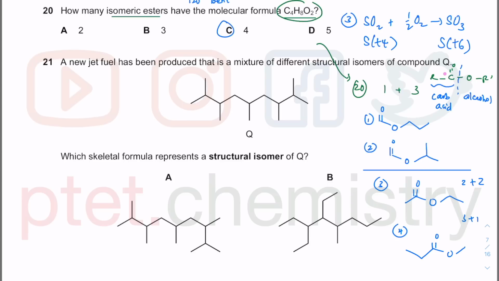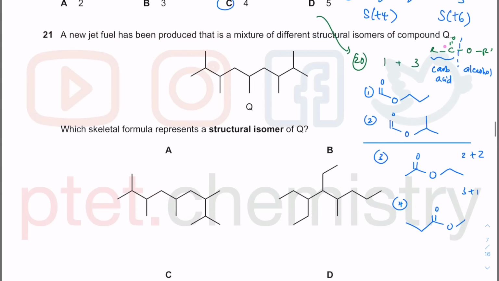Okay, so there are 4 isomeric esters with that molecular formula of 4 carbon ester there. Question 21, you are looking at which skeletal formula represents a structural isomer. In the context of this, they are all having the same functional group. So we know that there are 3 different types of structural isomer, one of which is functional group, which in this case is not going to be true because all of them have the same functional group of alkane.